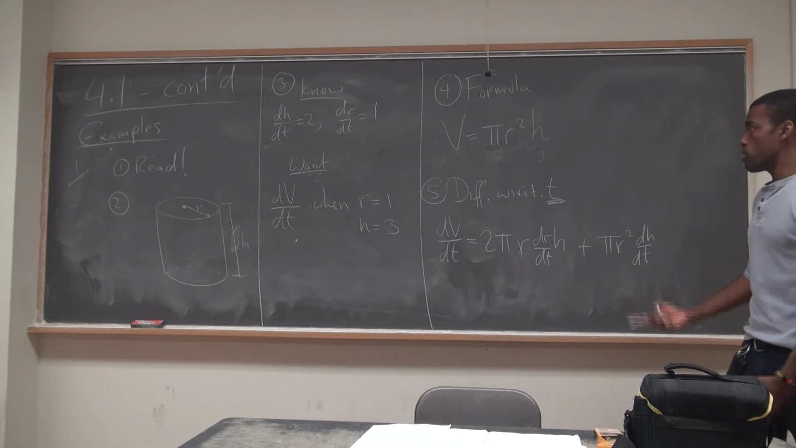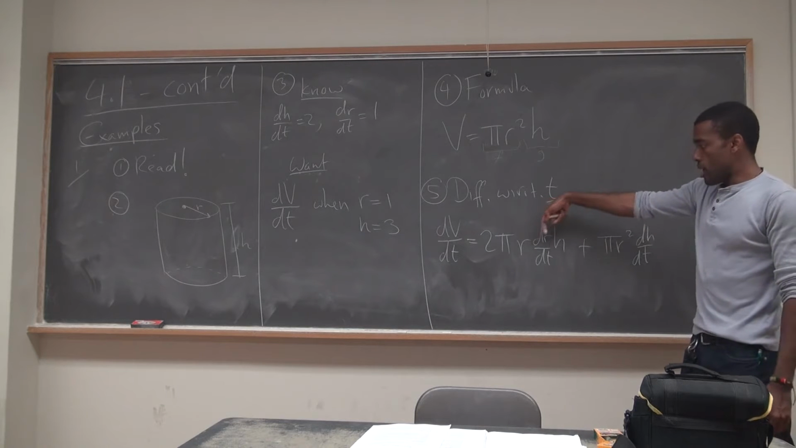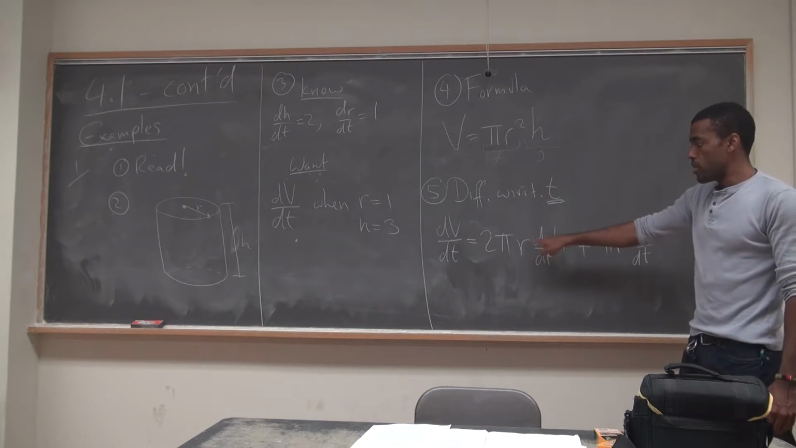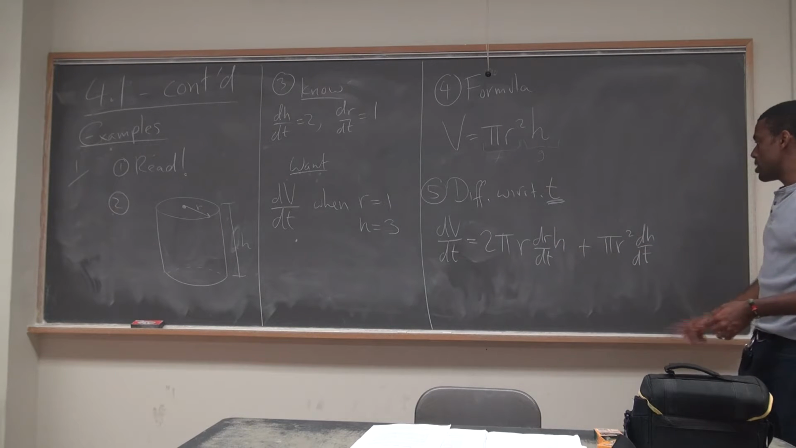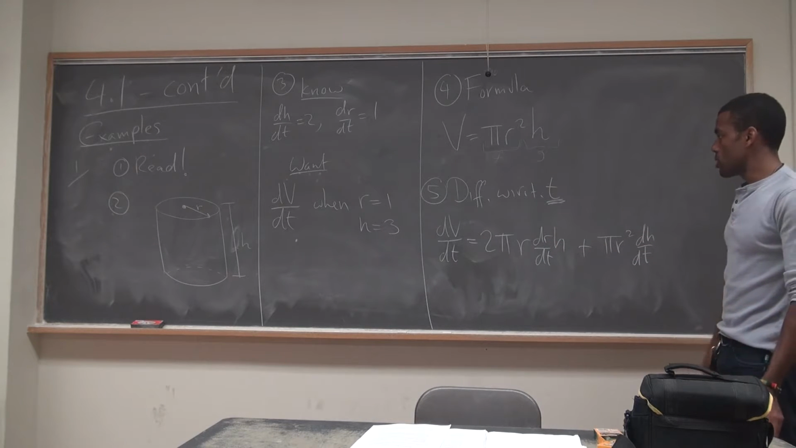So we did the product rule. Whenever I differentiate r, I have to put dr/dt because t is my independent variable, which means r is like this function that I don't know. So I have to multiply by the derivative inside. Same thing with h. So I do the product rule, and that's that.